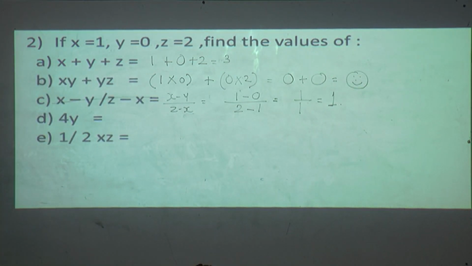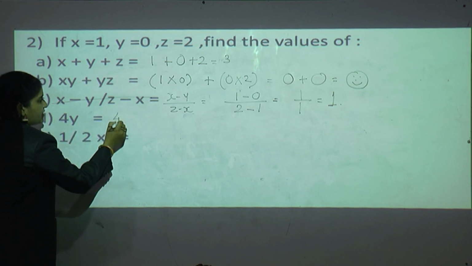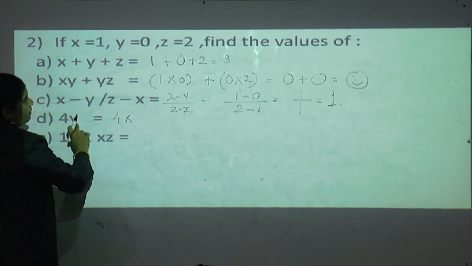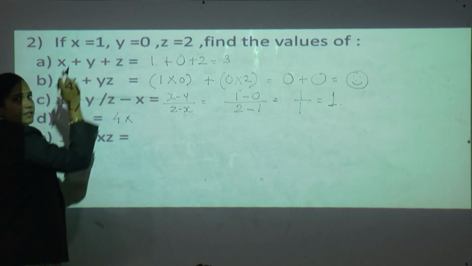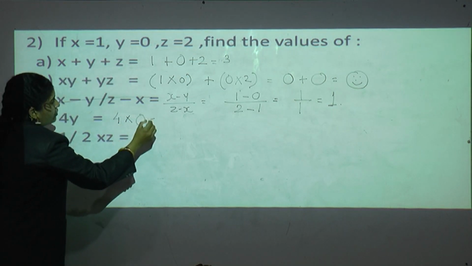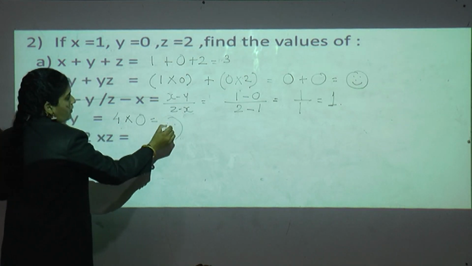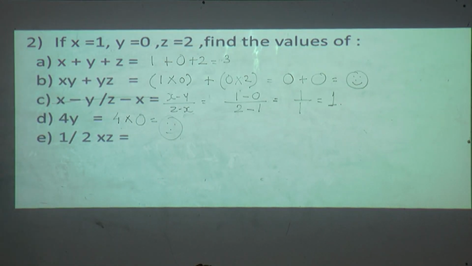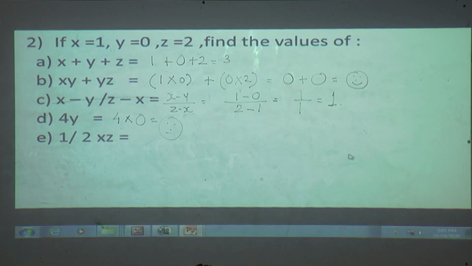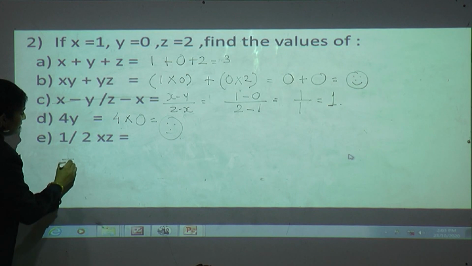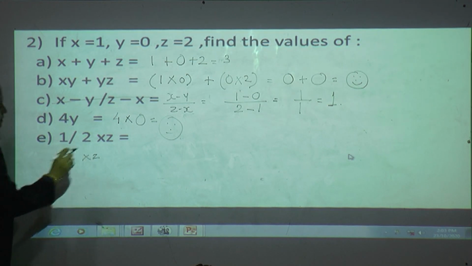Okay. Now D. 4y. 4y means 4 multiplied by y, and here the value of y is 0. So 4 multiplied by 0, 0. Okay. Now even 1 upon 2. Here 1 upon 2 and divided by c multiplied by x z.